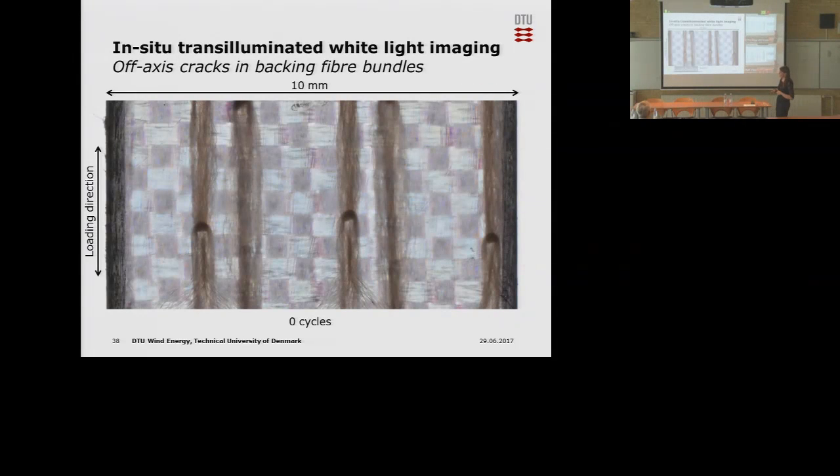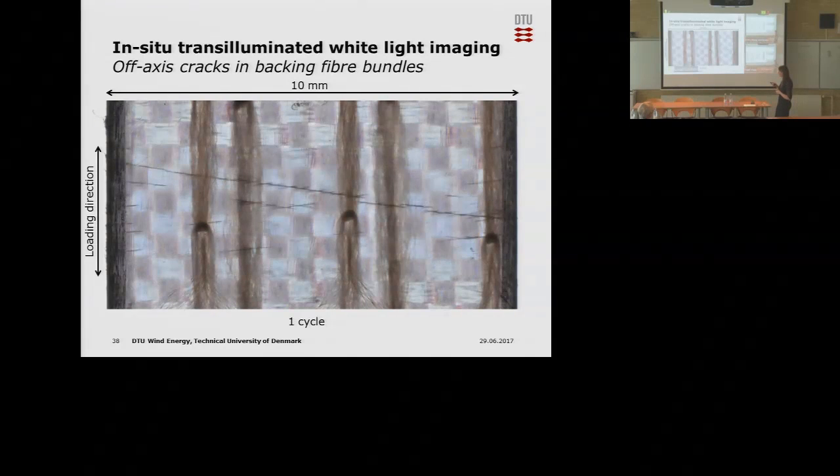And this shows an example of this camera image in the unloaded state without any damage. So this is the full width of the specimen. What we see here is the stitching thread, these brown ones, and this checkerboard pattern is the filler fiber on the back side of the specimen. The bundles themselves with glass fibers are invisible because they're glass.